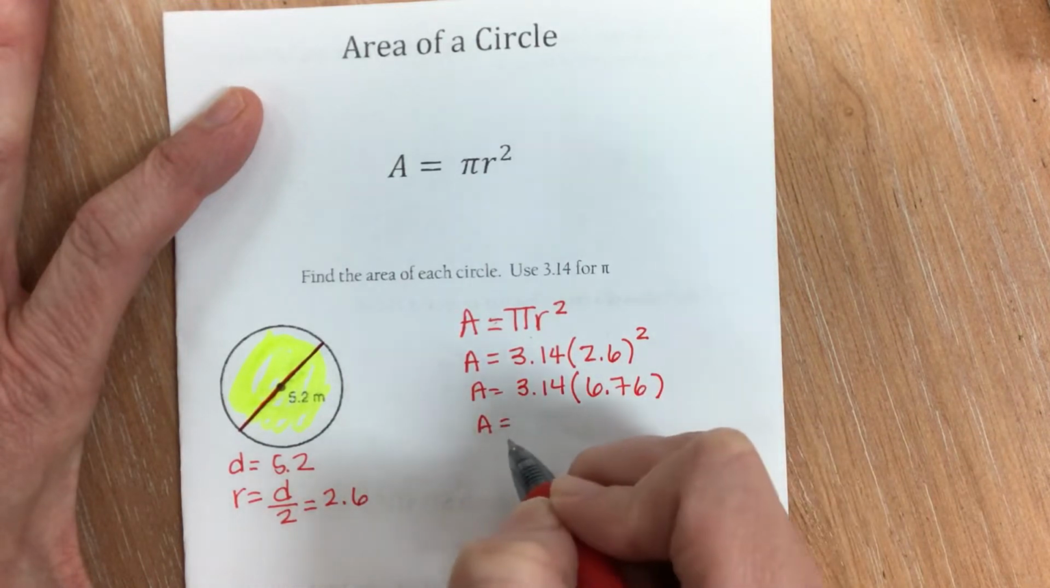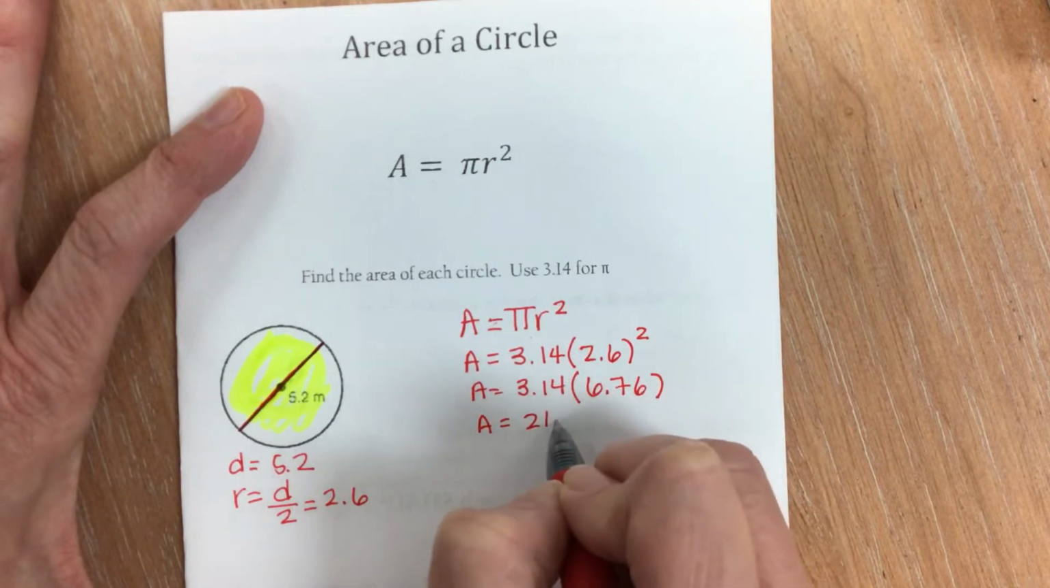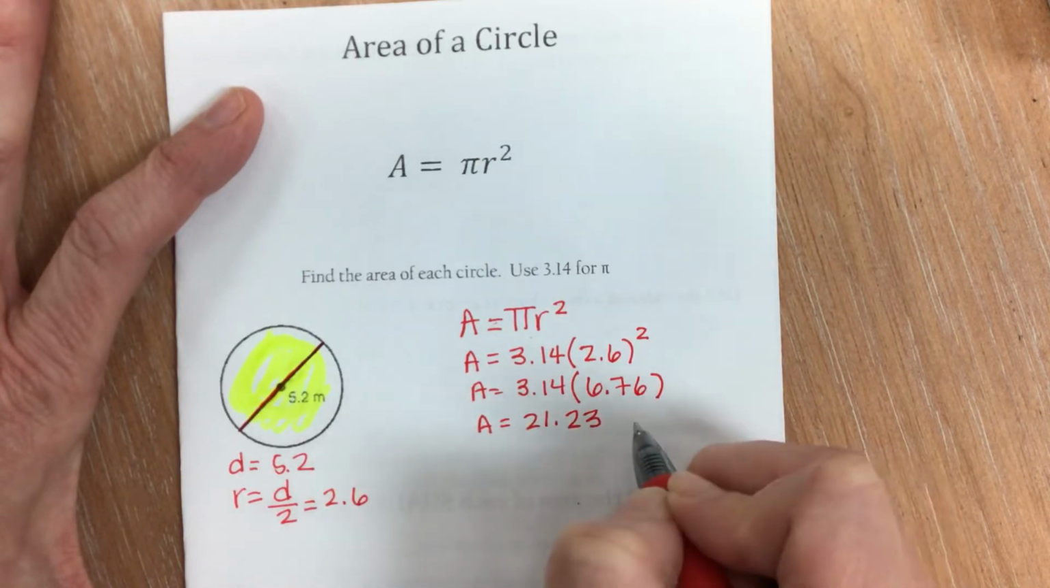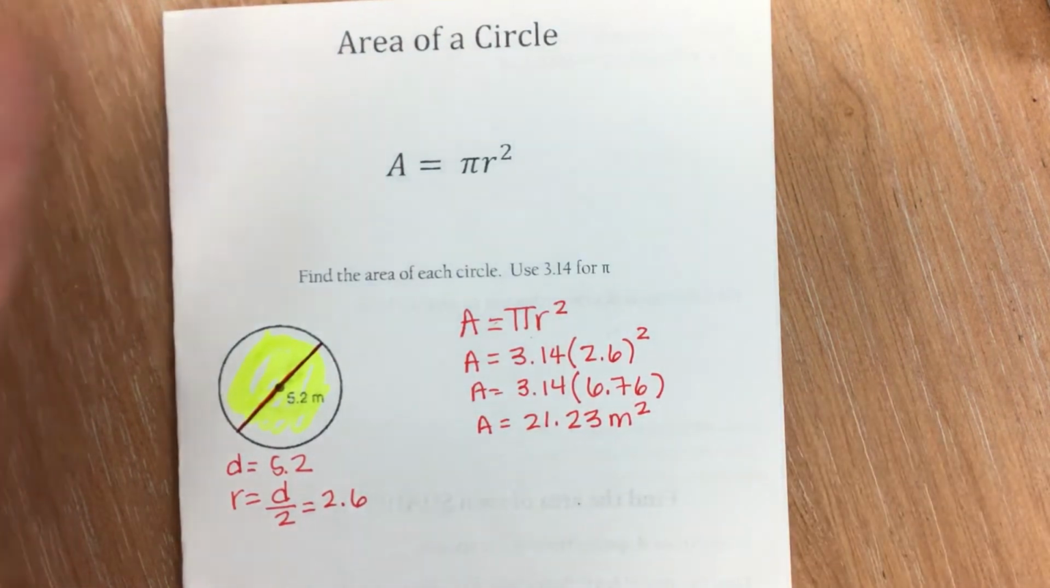So the area of this circle with a diameter of 5.2 is 21.23, or 21 and 23/100 meters squared. Make sure you have your units there.